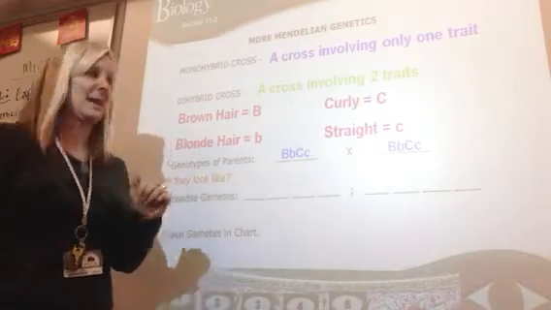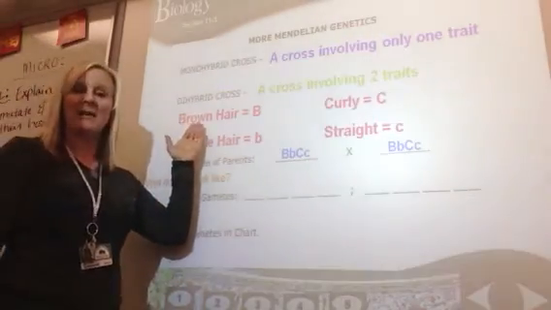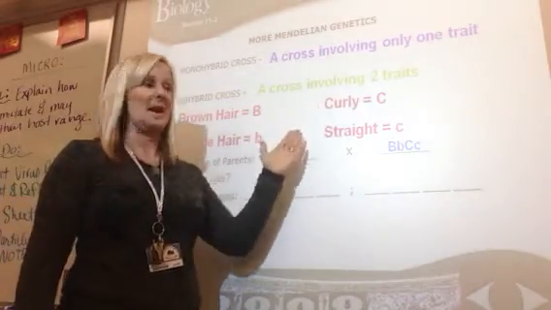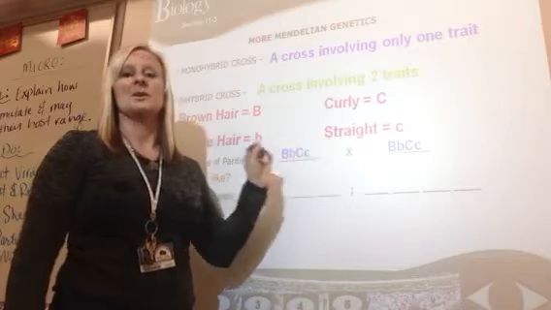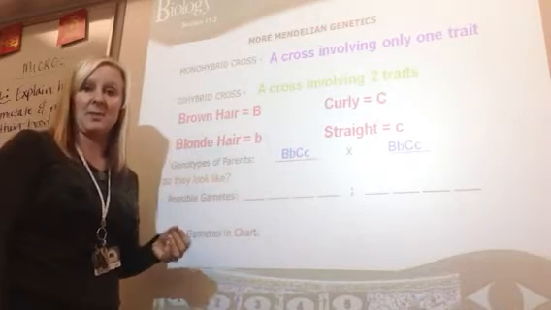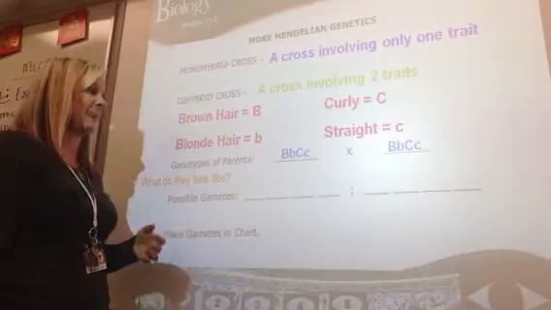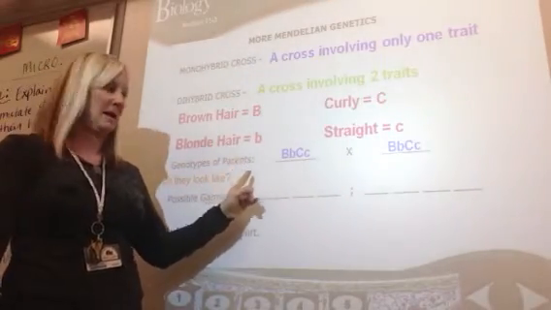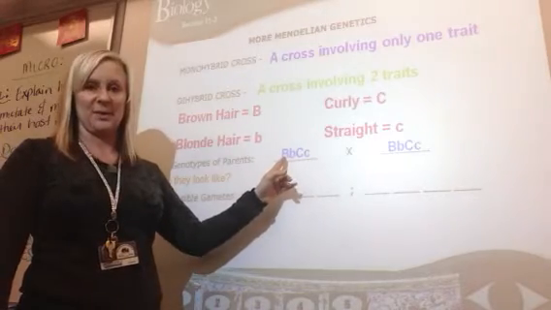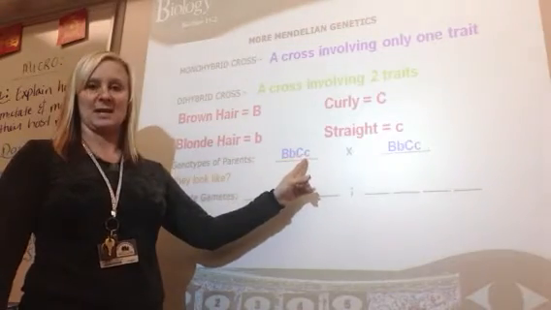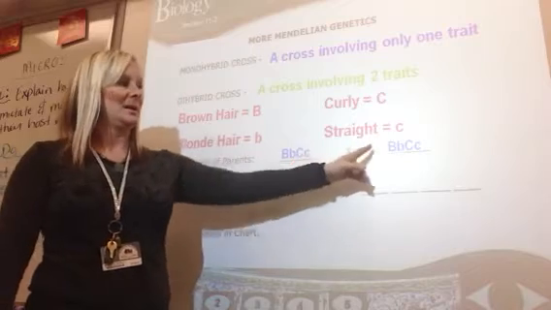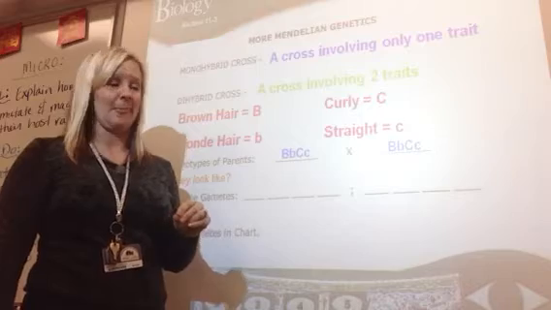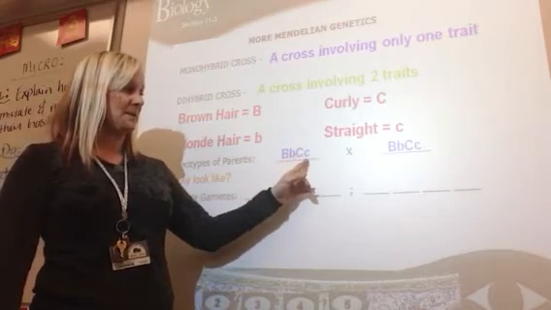So we're going to look at an example. We're going to look at whether people have brown hair or blonde hair, and whether they have curly hair or straight hair. Okay? So we're going to follow the same process using our Punnett square. It's just much larger this time. Now, we're going to look at these genotypes in terms of parents. So we're looking at heterozygous for hair color and heterozygous for hair texture. Both parents are going to have the exact same genotype. So capital B, lowercase b, capital C, lowercase c.